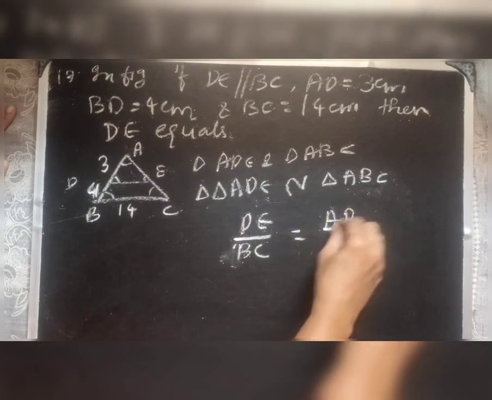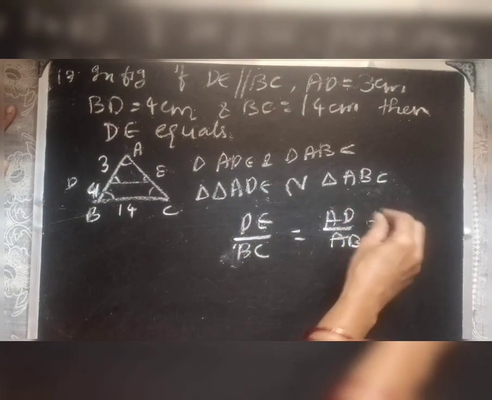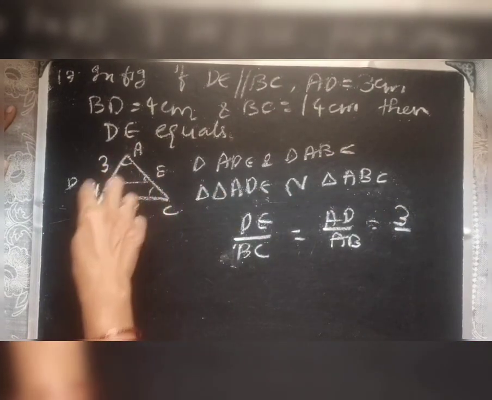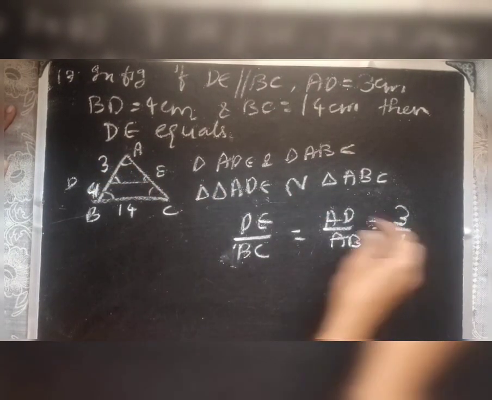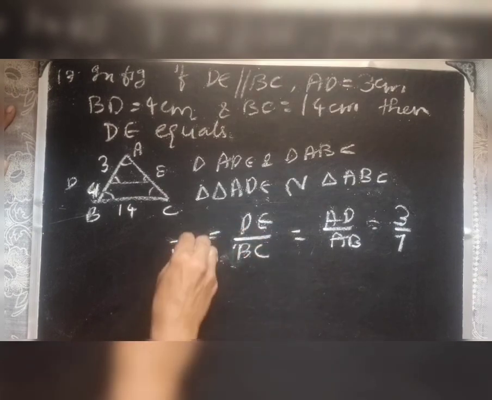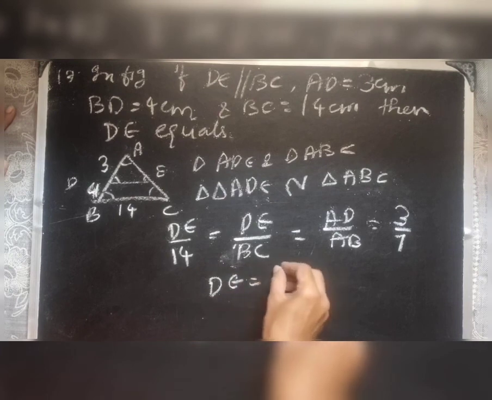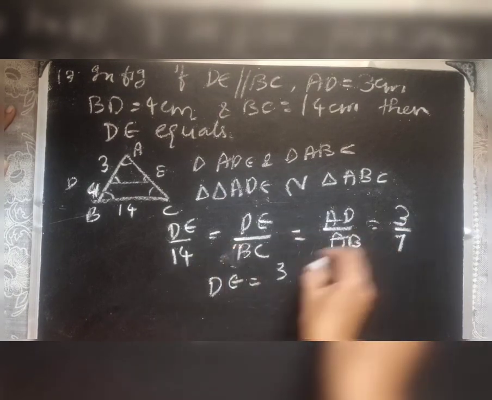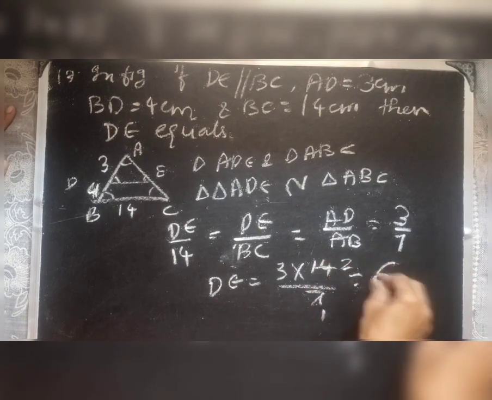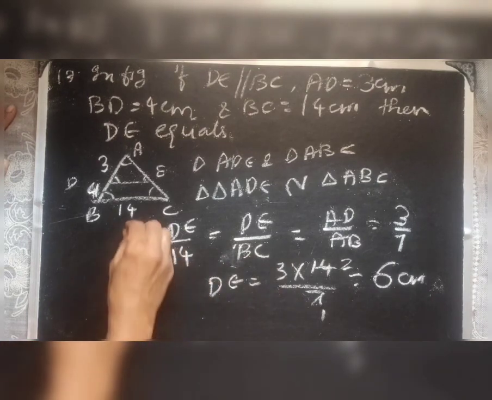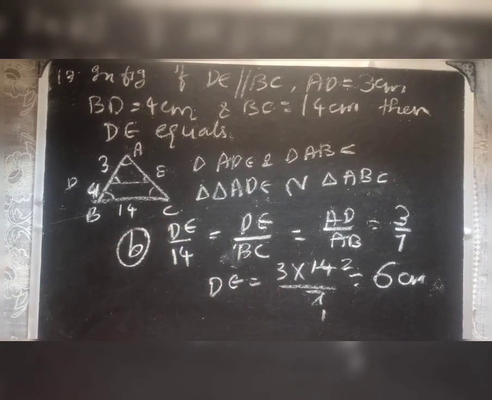AD by AB, which is nothing but AD is 3 and AB is what? AB is 3 plus 4, which is 7. We know BC is 14 and we don't know DE. So DE will be equal to 3. We'll cross multiply 14 and 3. So 3 into 14 by 7. So which means 7 ones are 7, 7 twos are 14. So 3 into 2 is 6 centimeter. As a result, option B is going to be the correct answer.